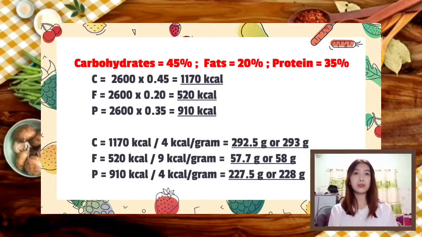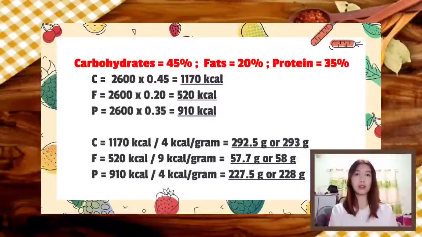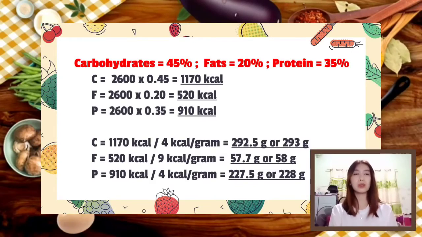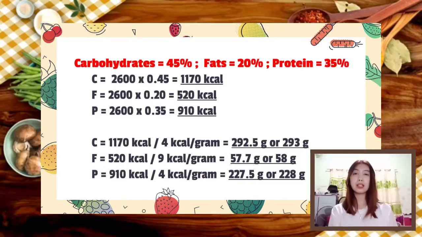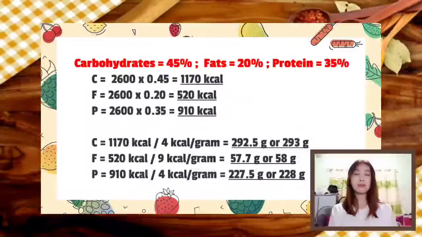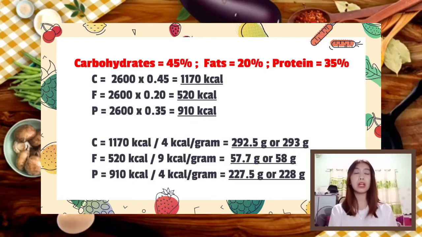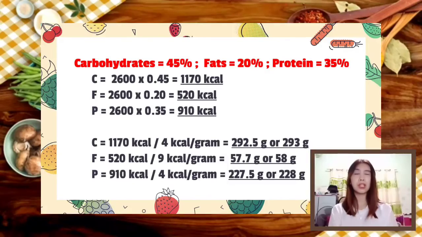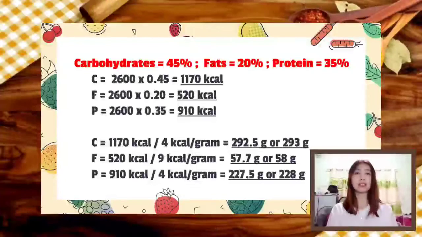Now, we have to solve for grams. So, using the equivalent a while ago of the first kcal, that is what we are going to use for the gram. Now, for the carbohydrates, we have 1,170 kcal divided by 4 kcal per gram, which is equivalent to 292.5 grams or 293, because we rounded off since the decimal place is 5.